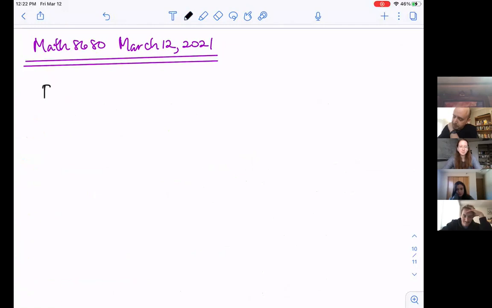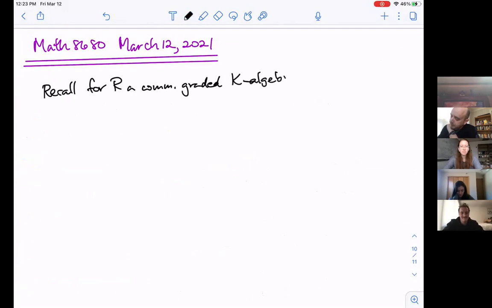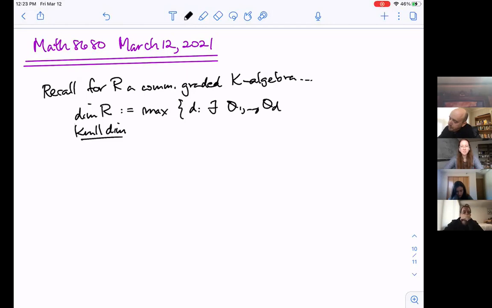Let's do this. Recall that for R, a commutative graded K-algebra, the Krull dimension was this number that we defined to be the maximum D such that you can find D homogeneous algebraically independent elements inside R. So it is the max D such that there exist theta 1 up to theta D that are homogeneous elements of R and algebraically independent.